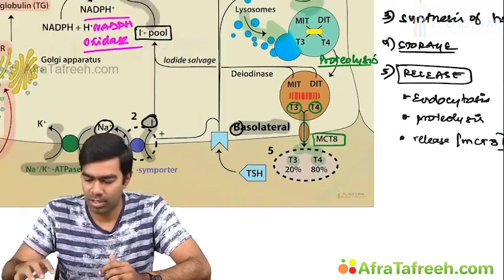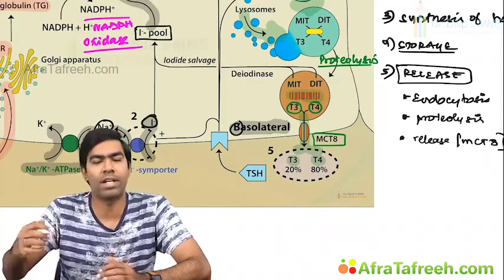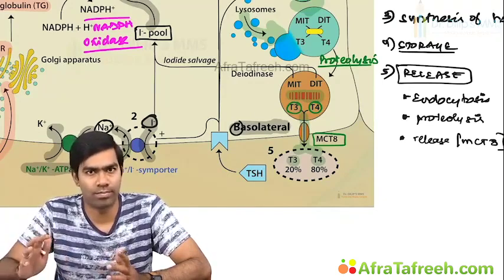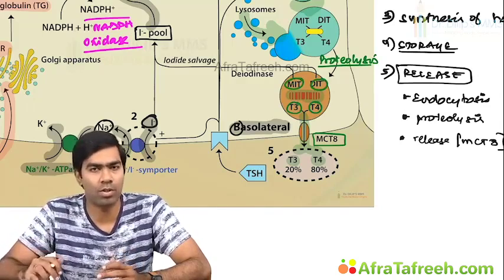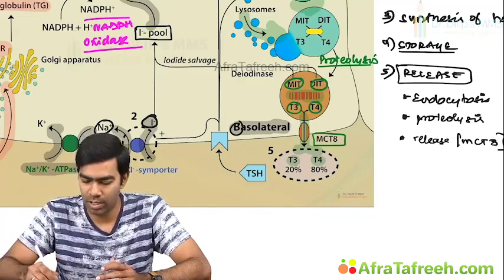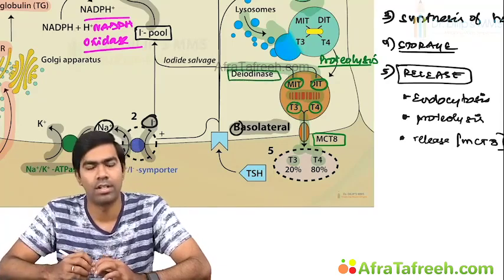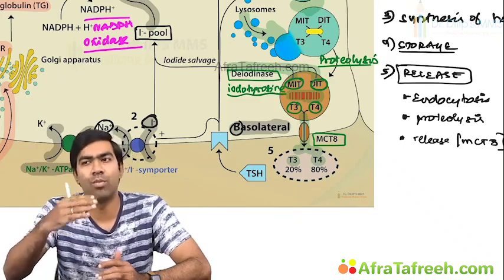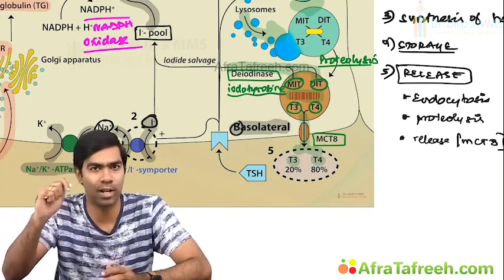At the same time, the remaining amino acids, whatever is released by breaking down the thyroglobulin molecule, are going to be reused again. And this MIT and DIT that is freed from the thyroglobulin molecule through this proteolysis step is going to be recycled through a very important enzyme called deiodinase. Remember, this deiodinase is what we refer to as an iodotyrosine deiodinase, because they break down the monoiodotyrosine and diiodotyrosine. That's why they are called iodotyrosine deiodinases.